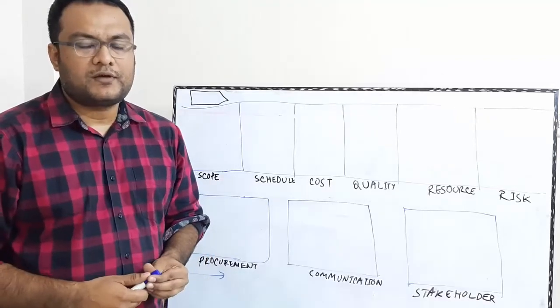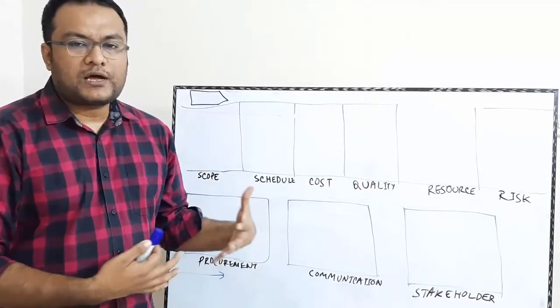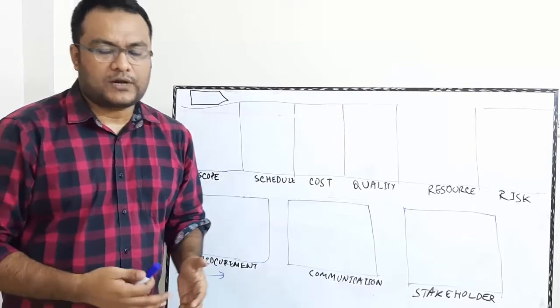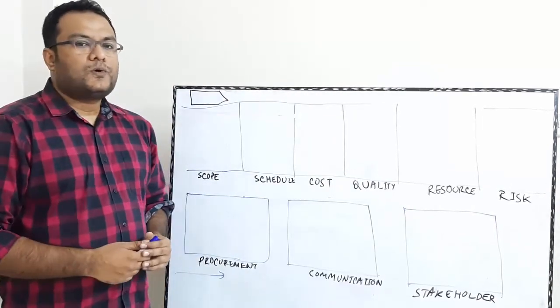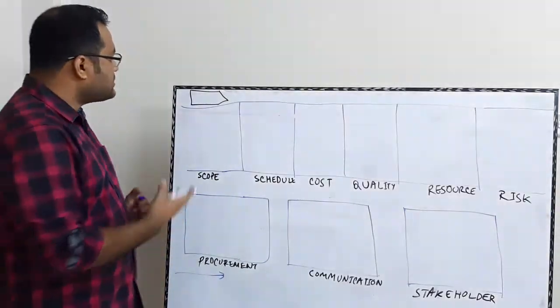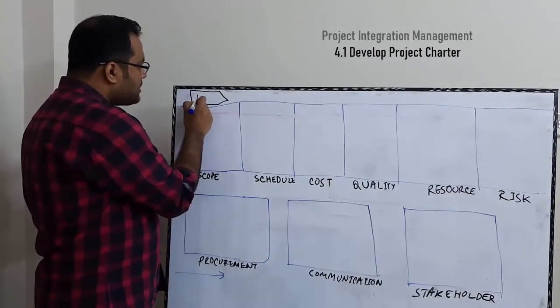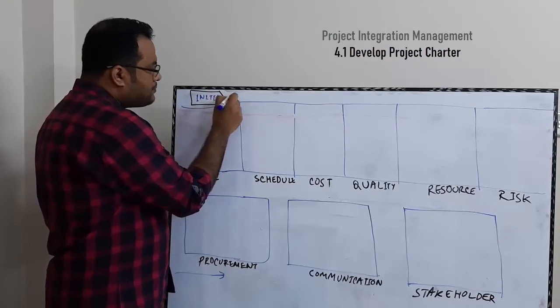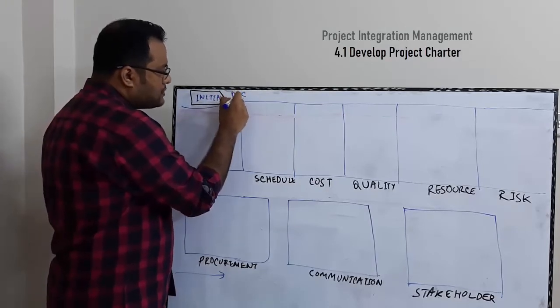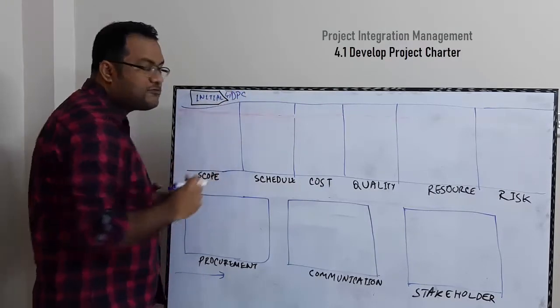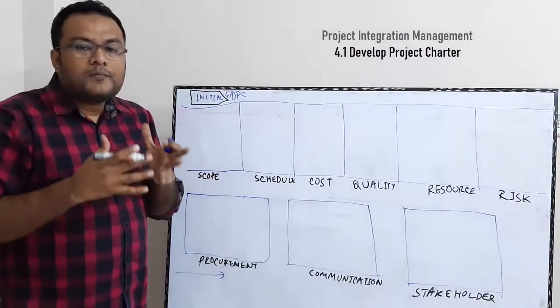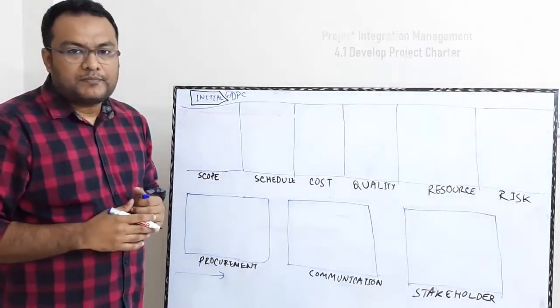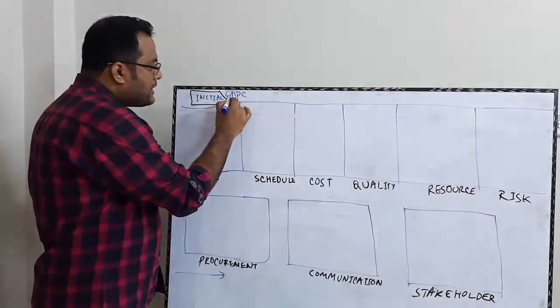It initiates with a vision to make some product, service, or result for any organization, right? So it starts with the initial step where we develop the project charter. Develop project charter is 4.1, the first process in the project integration management chapter. So here we get the project charter.